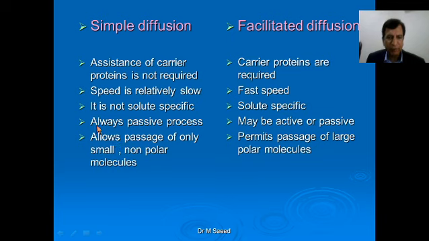Simple diffusion is always a passive process, with no need of ATP as energy. While in facilitated diffusion, energy may or may not be required. The process may be active or passive. Simple diffusion allows passage of only small non-polar molecules, while facilitated diffusion permits passage of large polar molecules.